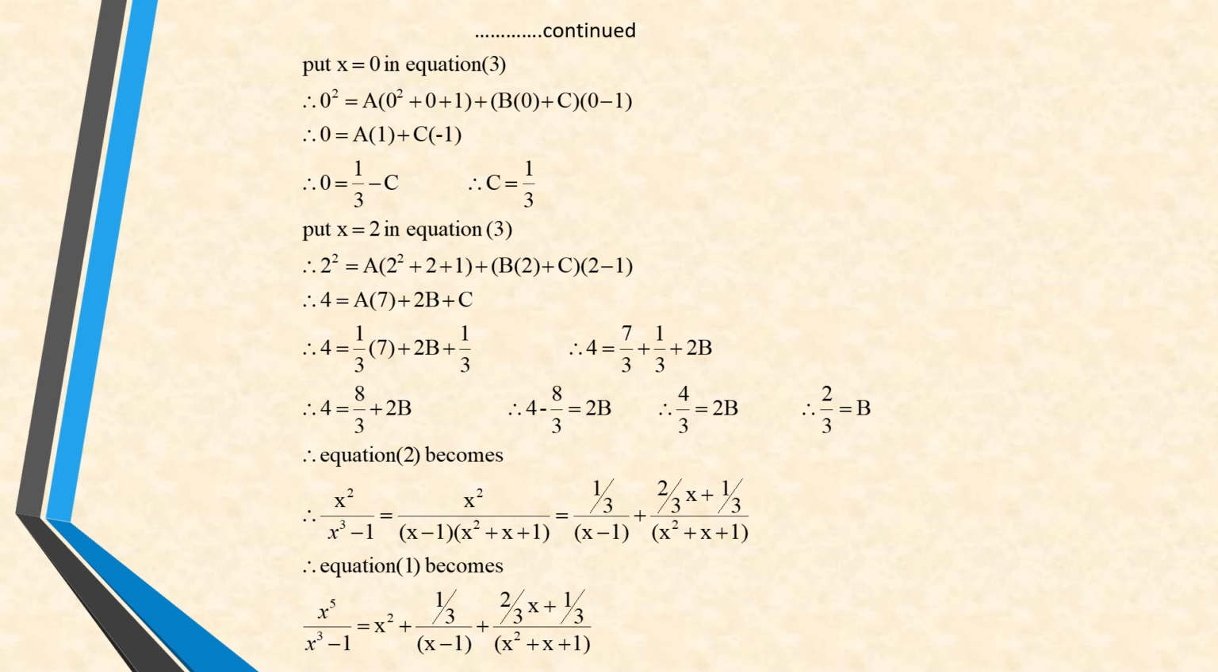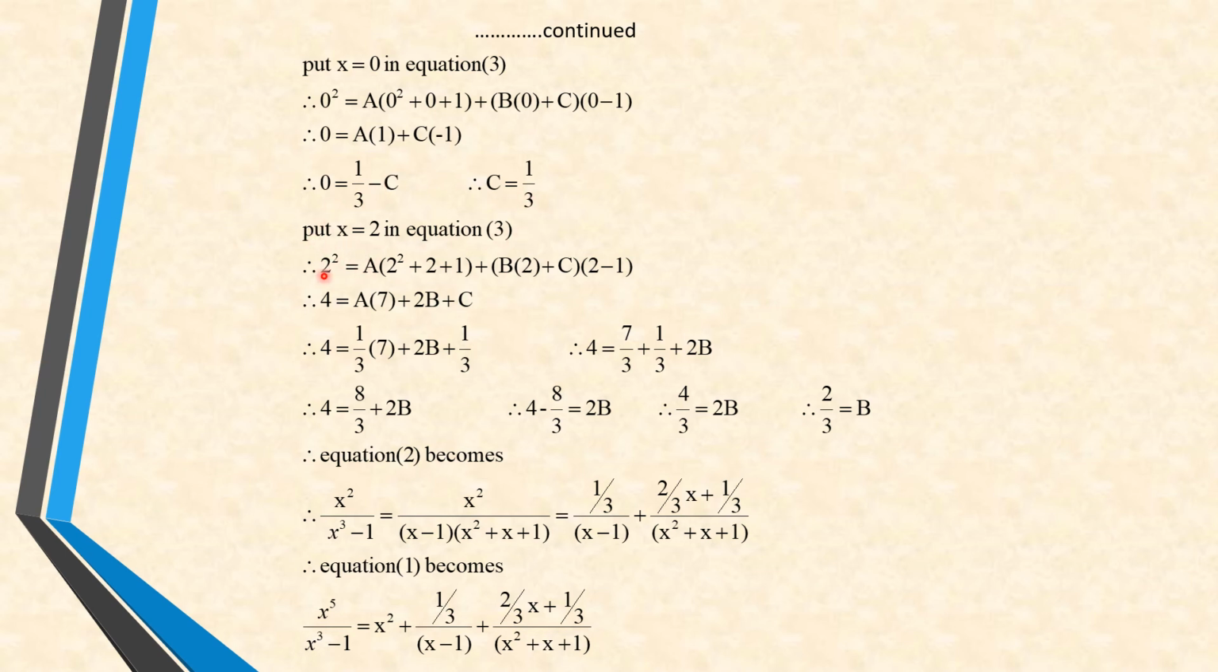Now we still have to find out the values of B and C, so we need to put some value of x. We had only one linear factor, that was x minus 1, and that value we have used to get the value of A. So now it is always better to put x equal to 0 as the second choice of x. So we will get 0 squared equal to A into (0 squared plus 0 plus 1) plus (B into 0 plus C) into (0 minus 1). On simplifying, we will get 0 equal to A into 1 plus C into minus 1. So put the value of A as 1 by 3, we will get the value of C as 1 by 3.